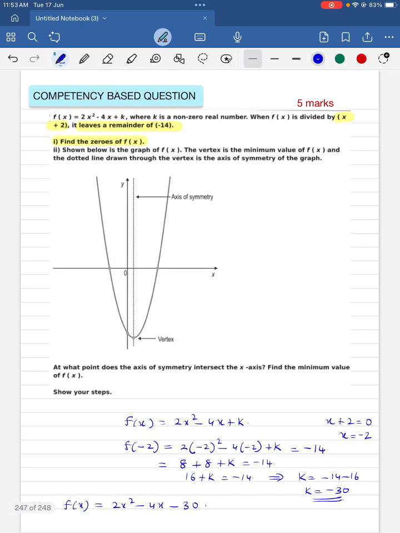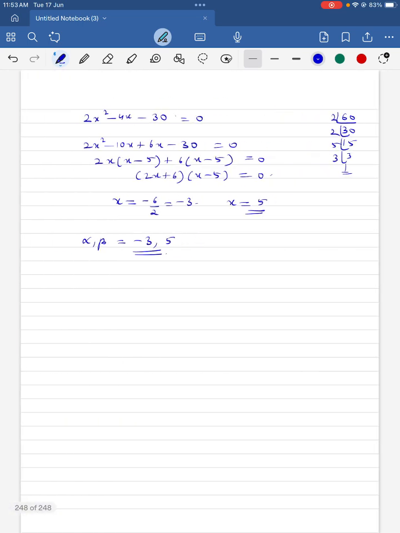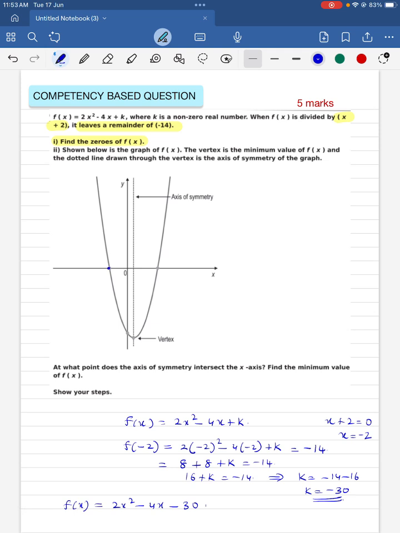Now comes the second part. Now we found out the zeros as minus 3 and 5. So I'm just marking it here. Minus 3 and this point is 5. Now if you notice, the axis of symmetry is passing right through the middle of the line joining minus 3 and 5. And since it's in the middle, I just need to take the average of the two zeros and I would get the point where it's touching the x-axis. So that's what they've asked you to find out: the point at which the axis of symmetry intersects the x-axis. So that means we have to find the coordinates of this point P.